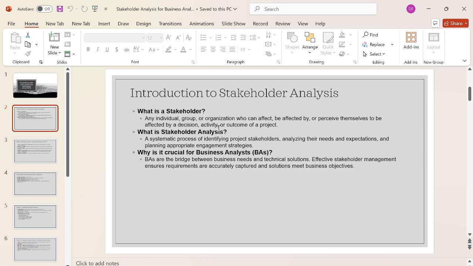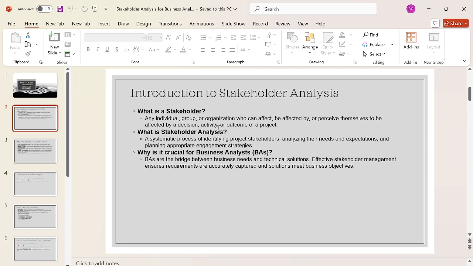Okay, and stakeholder analysis is a systematic approach to identify the project stakeholders, analyze their needs and expectations, and plan an appropriate engagement strategy. Basically, stakeholder analysis is a technique that helps us identify who is highly impacted, highly interested, or low interest, low impact, low influence, low power, or a RACI chart preparation to identify such stakeholders. It's the process.